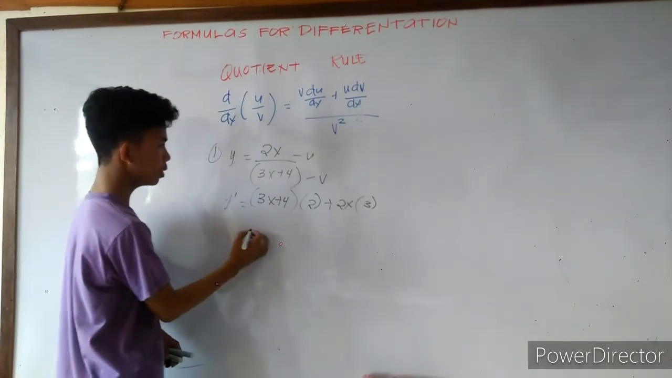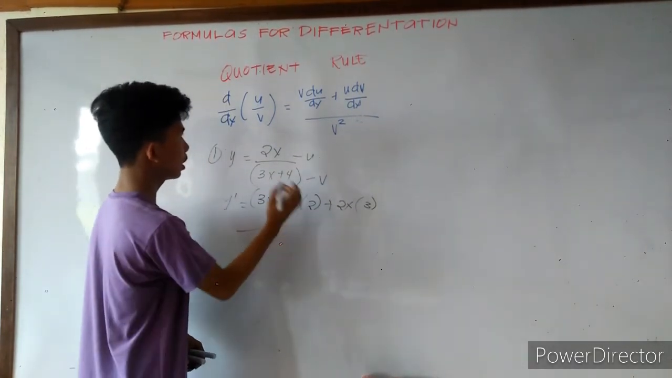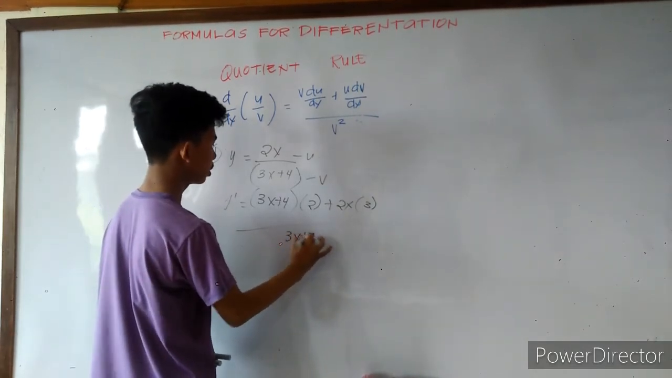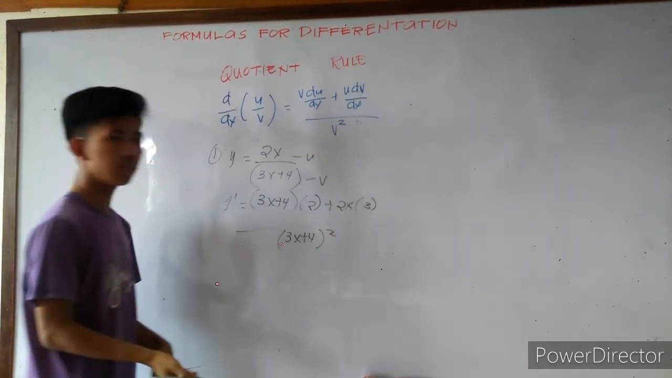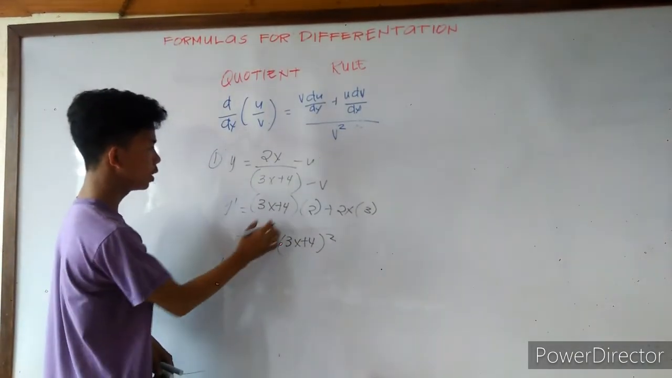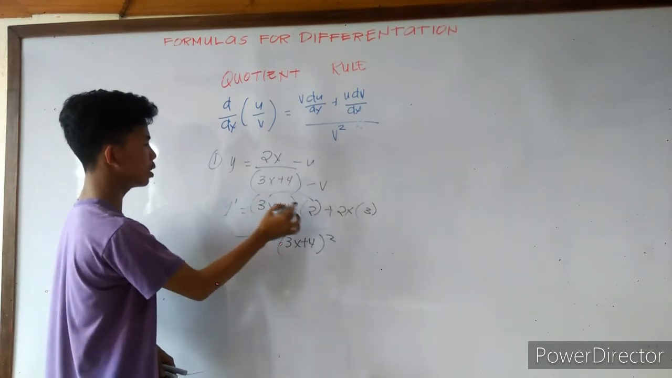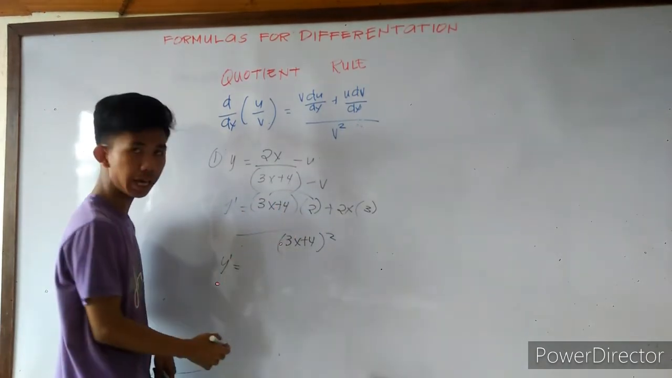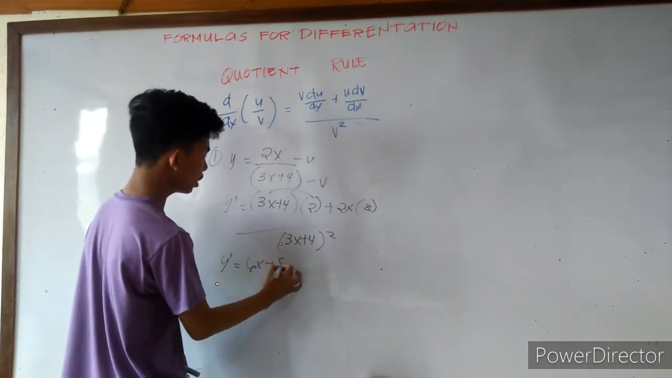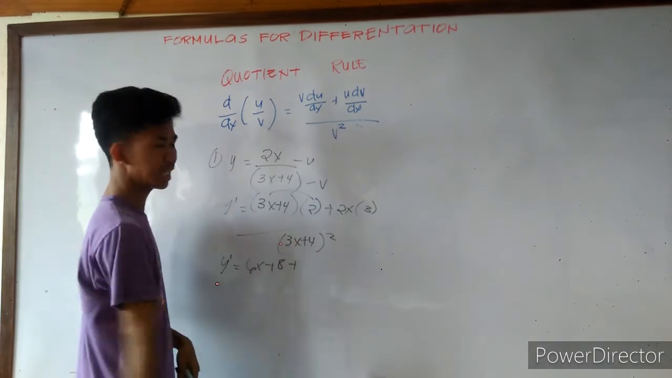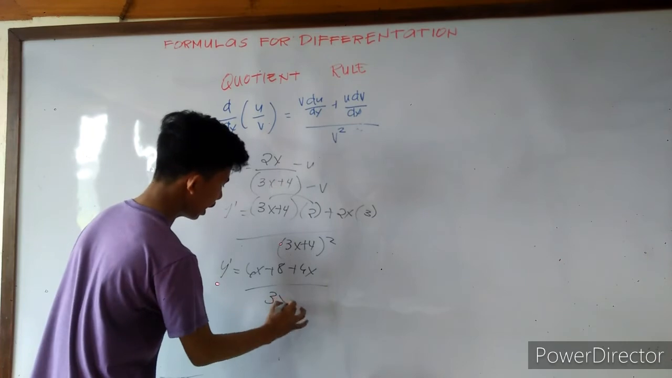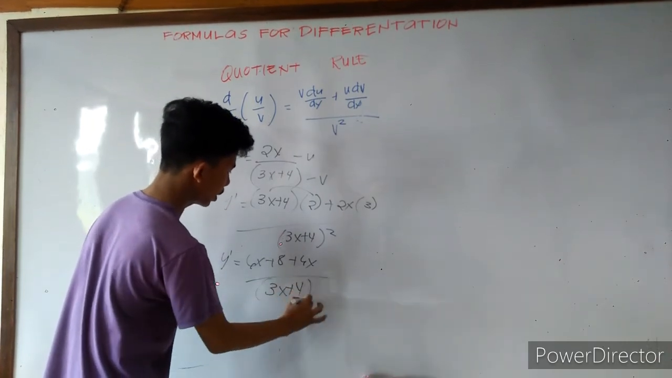And then copy your v, then you just square it, 3x plus 4 squared. Then simplify your answer. Y prime is equal to, distribute your 2, which is 2 times 3x equal to 6x. Then 2 times 4 is equal to 8. Then 2x times 3 is equal to 6x, over 3x plus 4 squared.